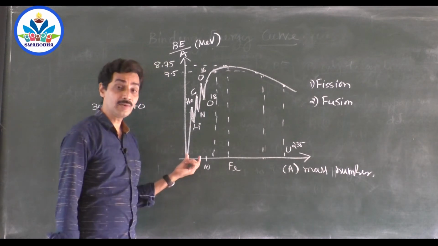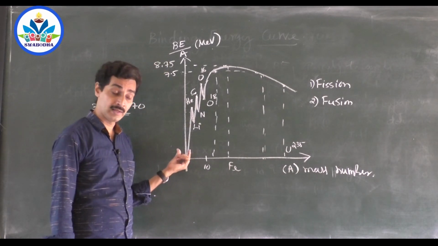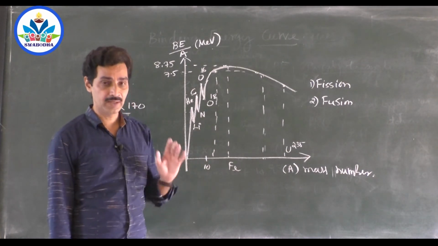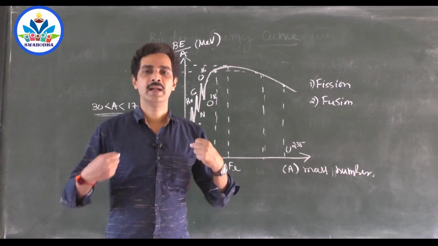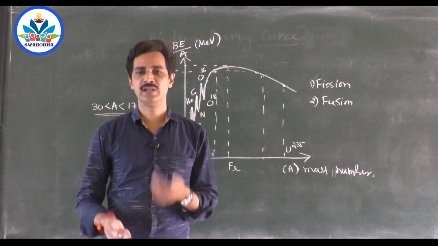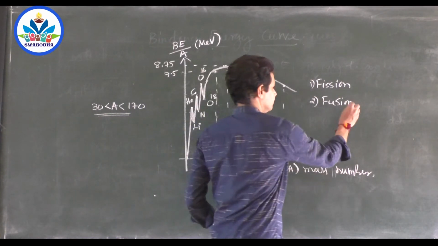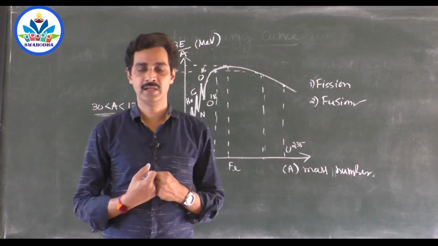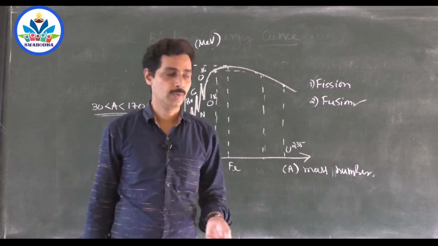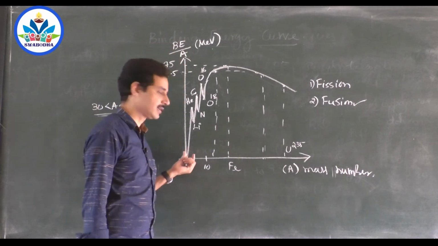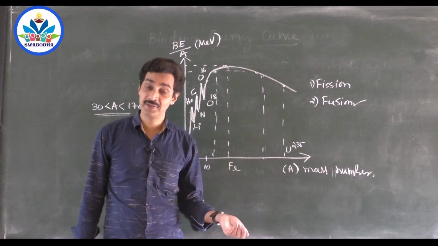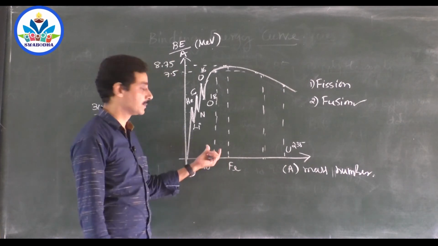Why lighter? What happens to the elements having very less mass number? Elements having very less mass number combine together to form a heavier nucleus. That is what you call fusion. Fusion is a process where lighter nuclei combine together to form a heavier nucleus. So once they become heavier, for example hydrogen and hydrogen combine to form deuterium, deuterium nuclei combine together to form helium, and then they become stronger.